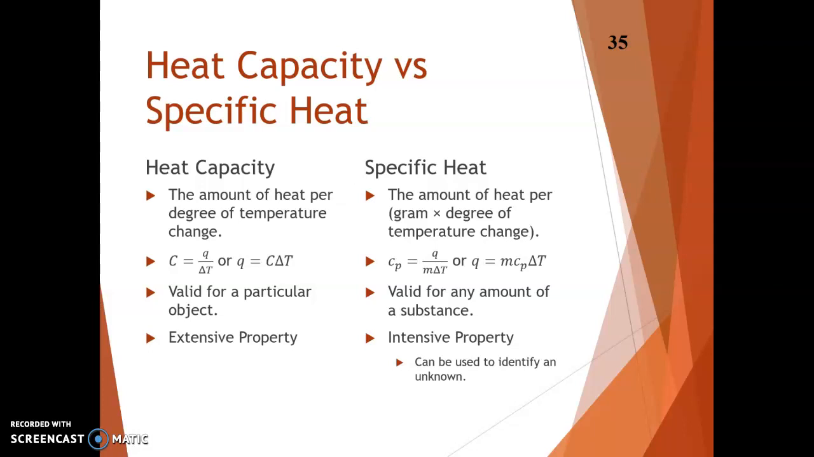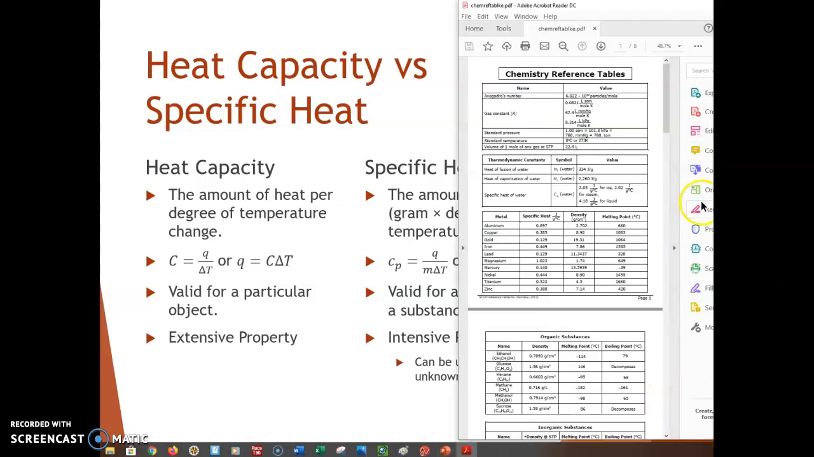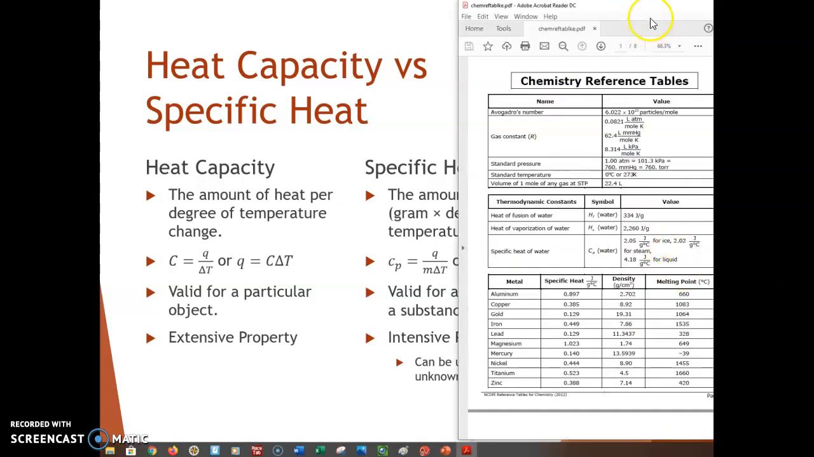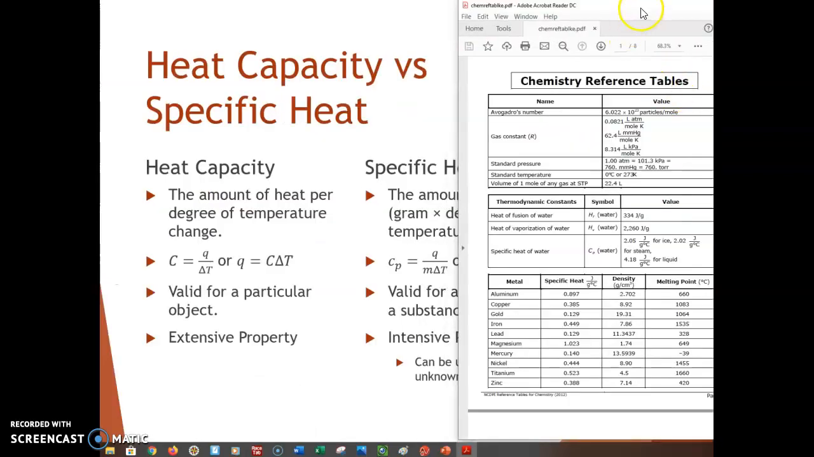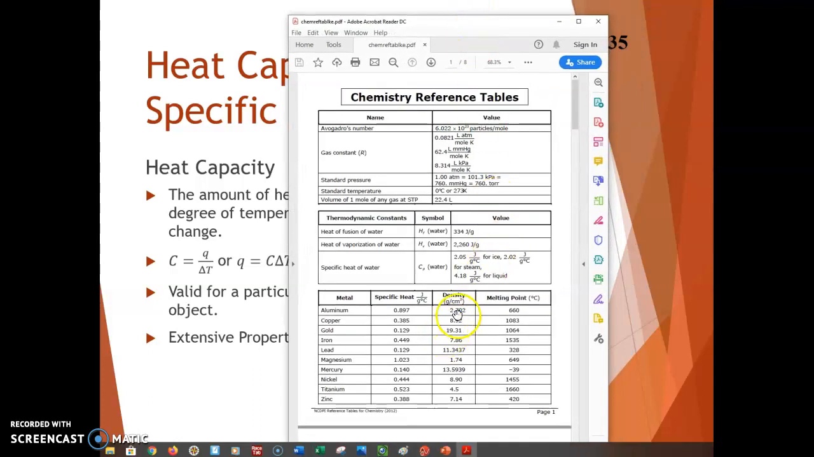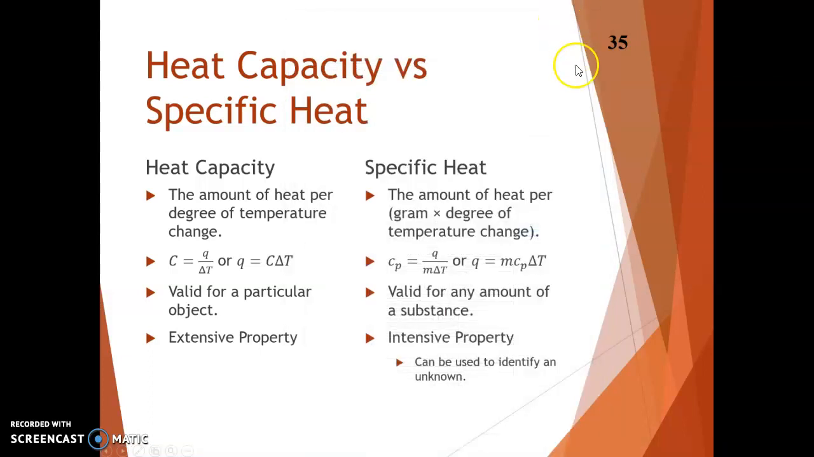And I'll pull up the reference table here for just a moment so we can take a look at that. Here's some properties that you can use to identify things. See the chart here at the bottom of page 1. So they give you specific heat, density, and melting point, and those are all intensive properties that can be used to identify substances.